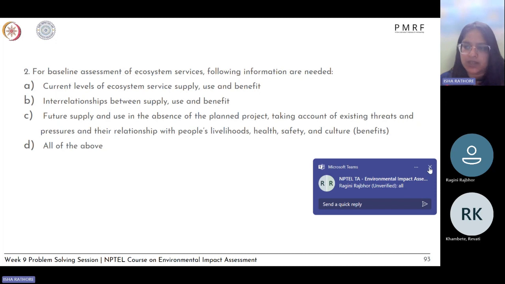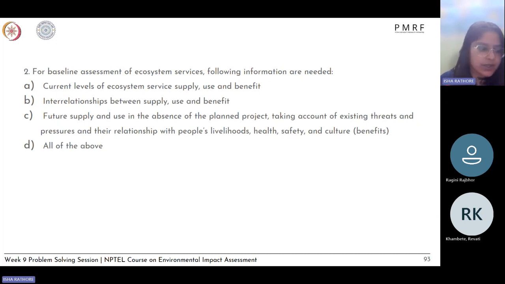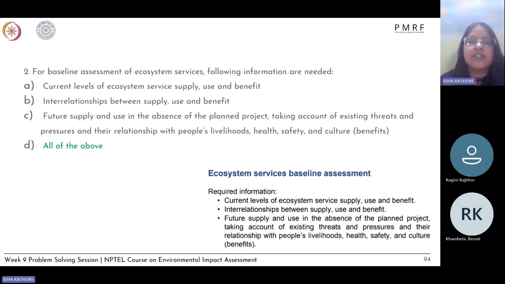Okay, we have one answer, all, which is D. So D, all of the above, is the correct answer. For establishing the ecosystem baseline assessment, we consider A, the current levels of ecosystem service supply, use, and benefit. We consider the various interrelationships between the supply, use, and benefit.